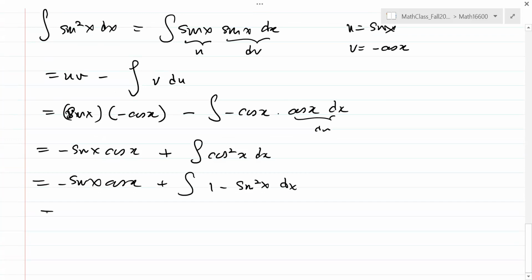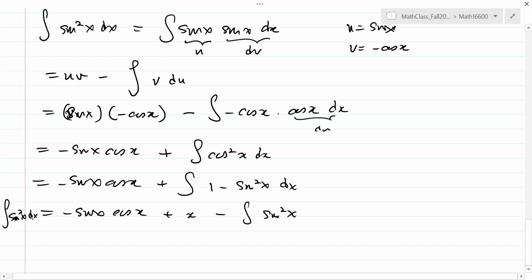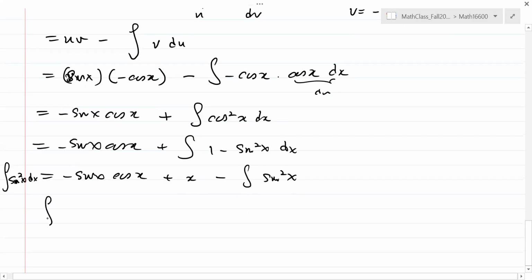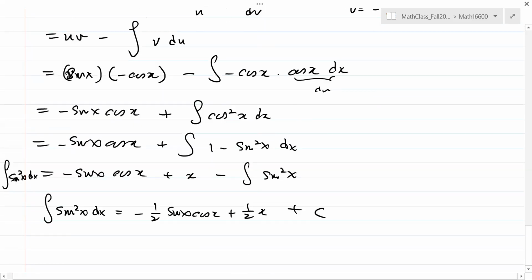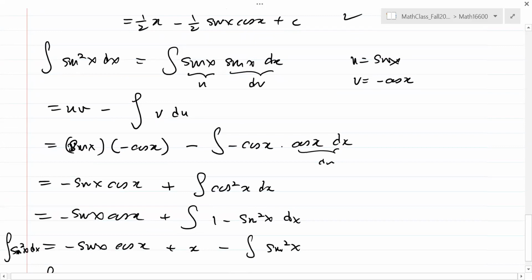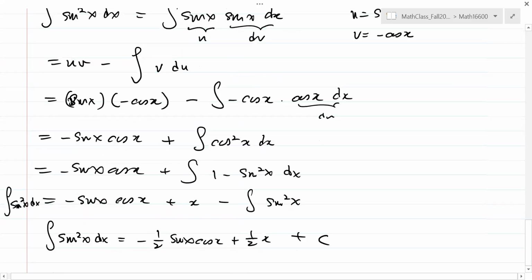Okay? So what I get here is negative sine x cosine x plus the integral of 1 minus sine square x. Then the integral of sine square x, I don't know. But I begin with a positive integral of sine square x, and I end up with something minus the integral of sine square x. So I can move this term to the left-hand side, double it and divide by 2. I solve the problem, right? So integration by parts works here. And I have to put a constant. Then let's compare with what we got above. We got the same answer. Look at the very top line, that's my answer. Now I also have the same answer.